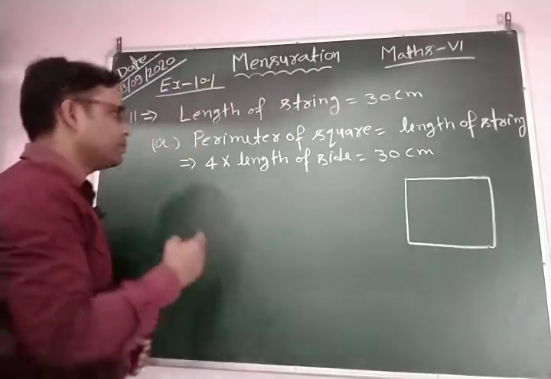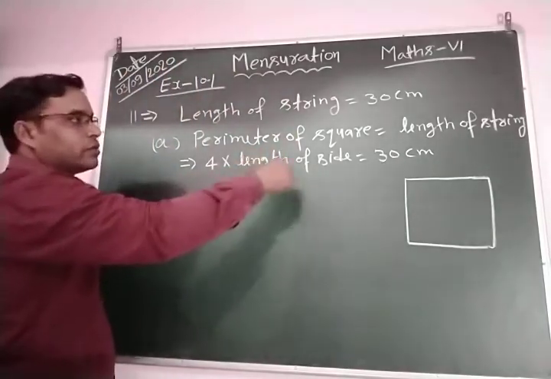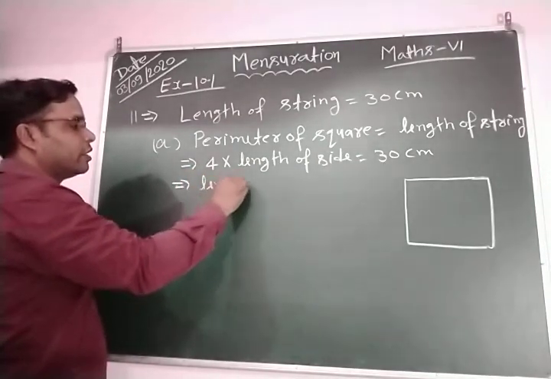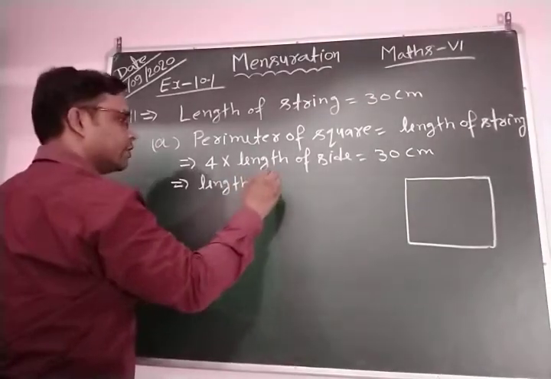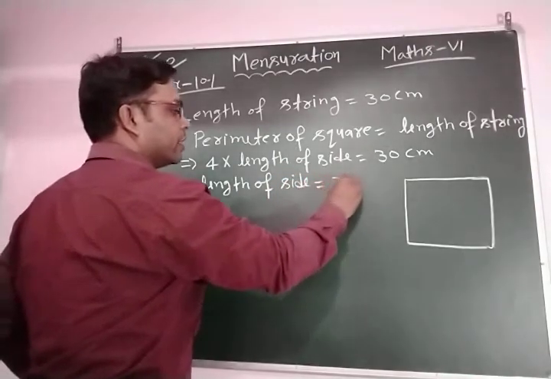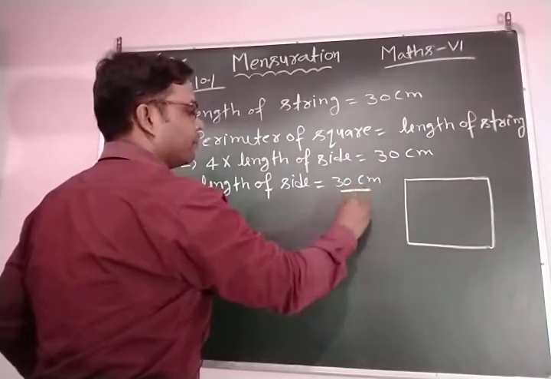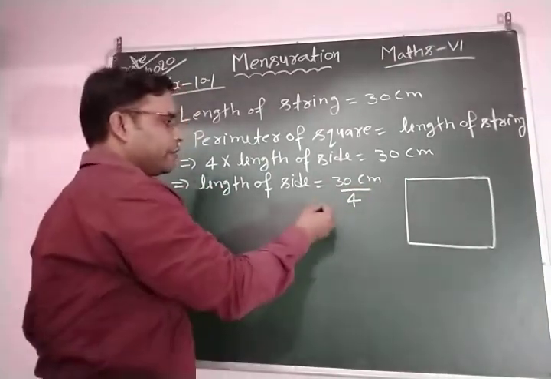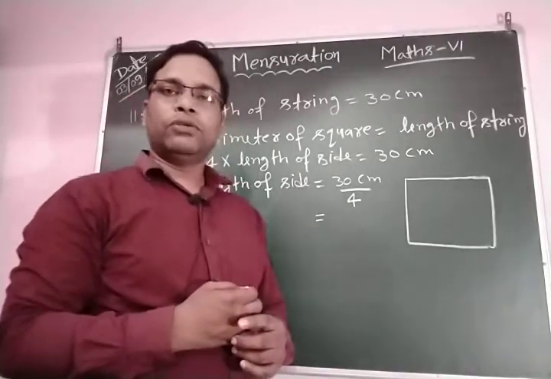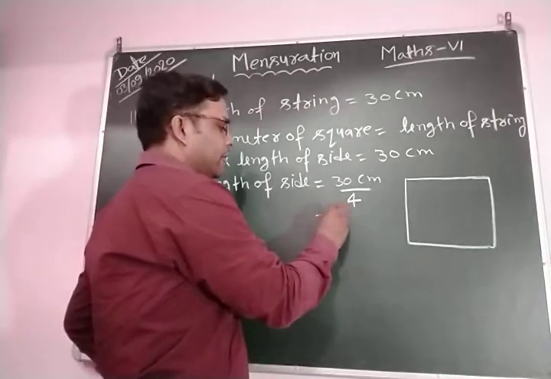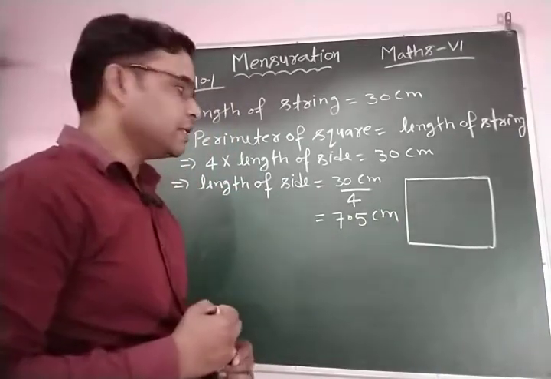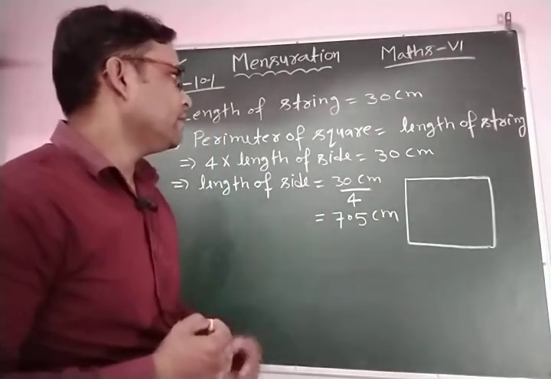Okay, so if you transfer this to the right hand side, so you obtain length of side is equal to 30 centimeter by 4. Okay, so in this way, if you divide 30 by 4, then you obtain what? 7.5 centimeter. This is the length of side of square.